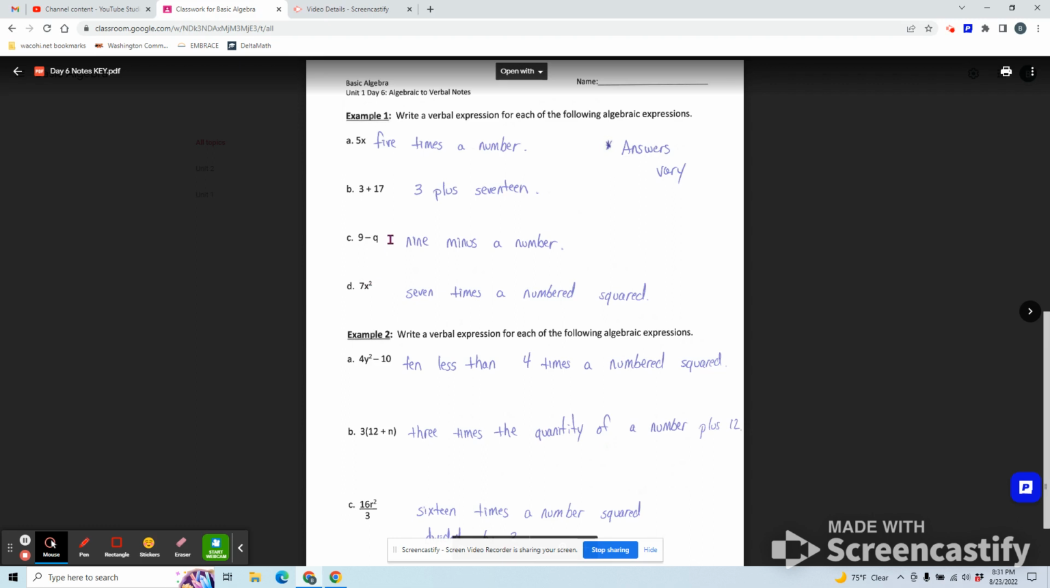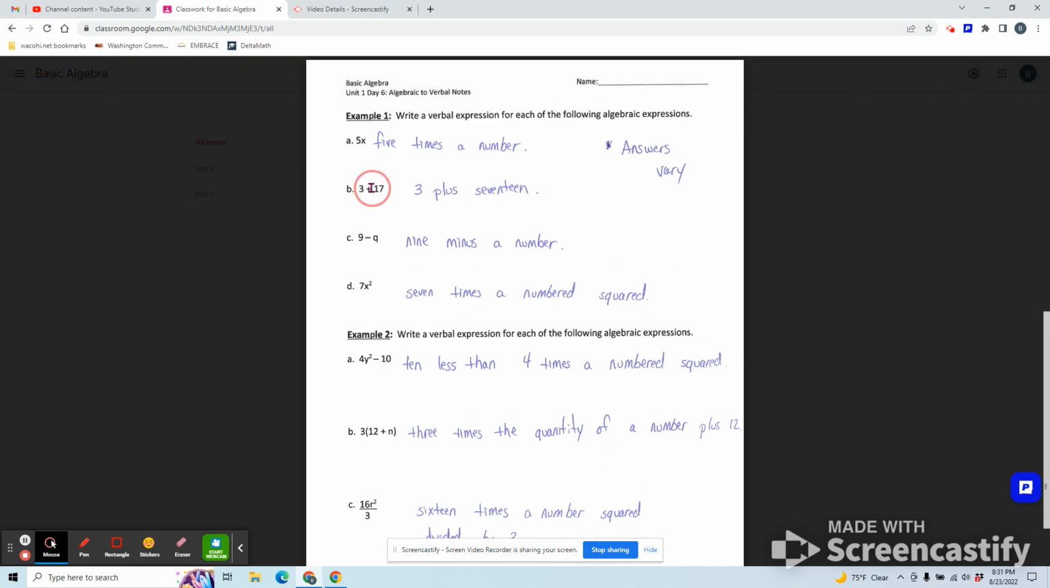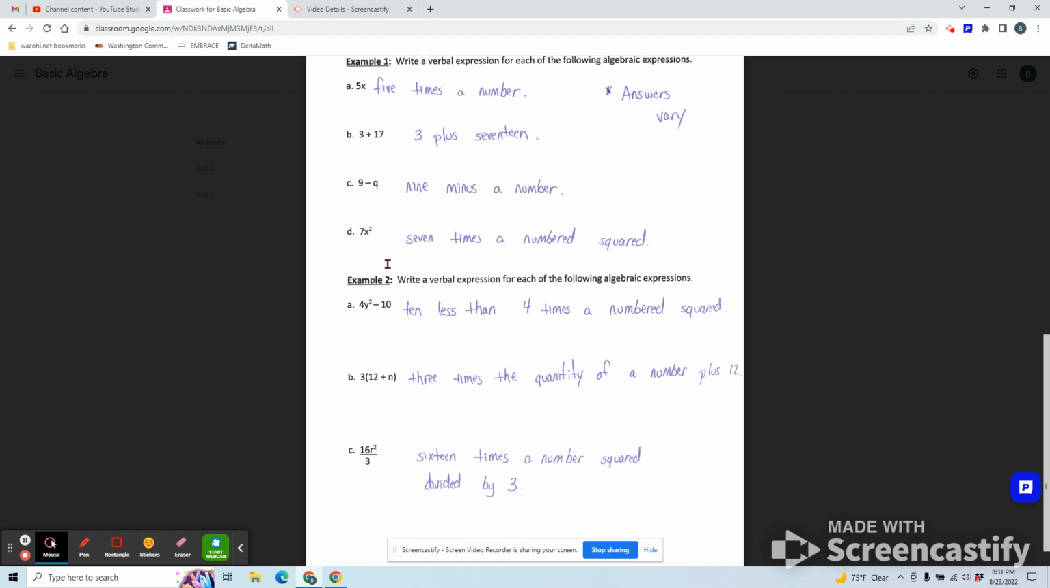These are all expressions. So when you look at letter B, think in your head, what is this? What am I seeing? Whatever you're seeing, write it down. 3 plus 17. Okay, let's look at letter D.